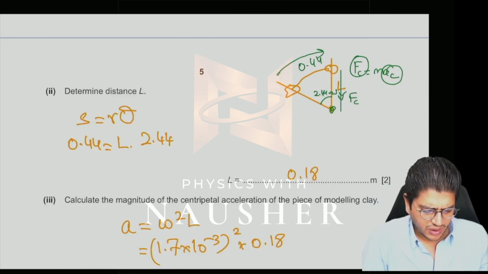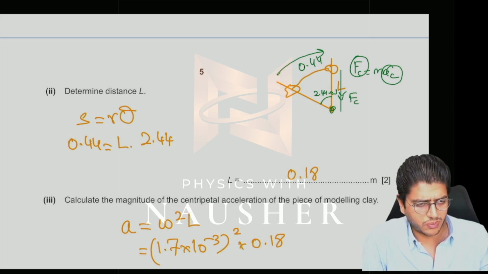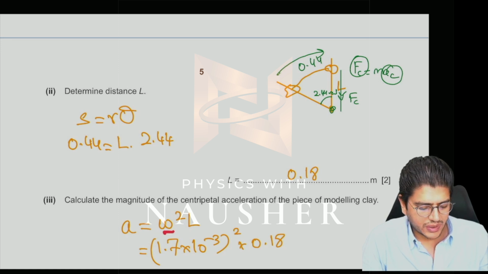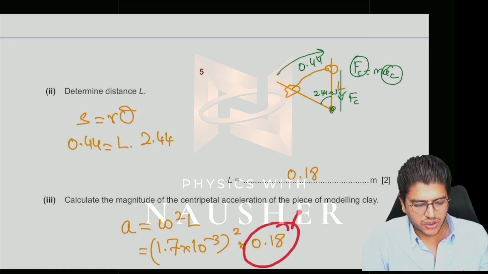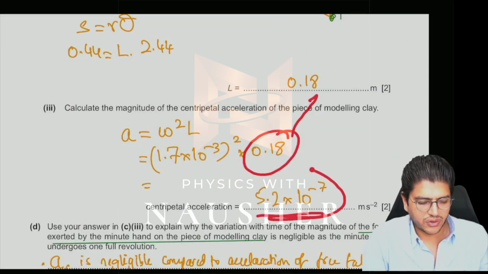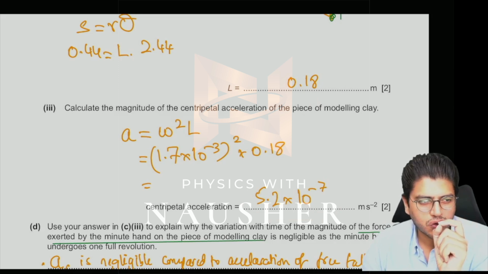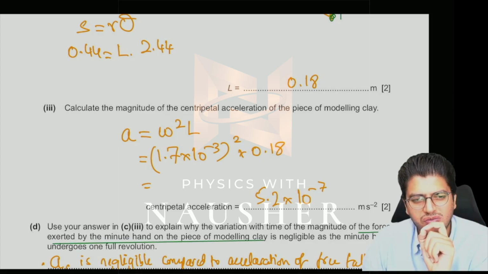Now, calculate the magnitude of the centripetal acceleration. Again, the formula you should know. Acceleration is ω²r. You can even put a negative sign with it. The value of omega you had already calculated as 1.7 × 10^-3, squared, into the length, which is 0.18, and the acceleration you get is 5.2 × 10^-7. Now hold on over there and just focus on the value. Is the value very big or very small? The value is very, very small.